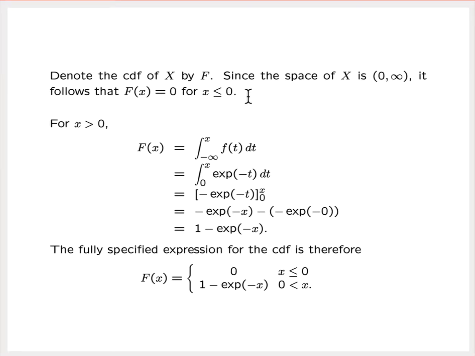And so when we put these two results together, we get the fully specified expression for the CDF, which is equal to 0 if we evaluate that CDF at any value at or to the left of the lower boundary of the sample space. And if we evaluate it at any value of x greater than 0, it evaluates to 1 minus e to the negative x. So that is the CDF for this distribution.